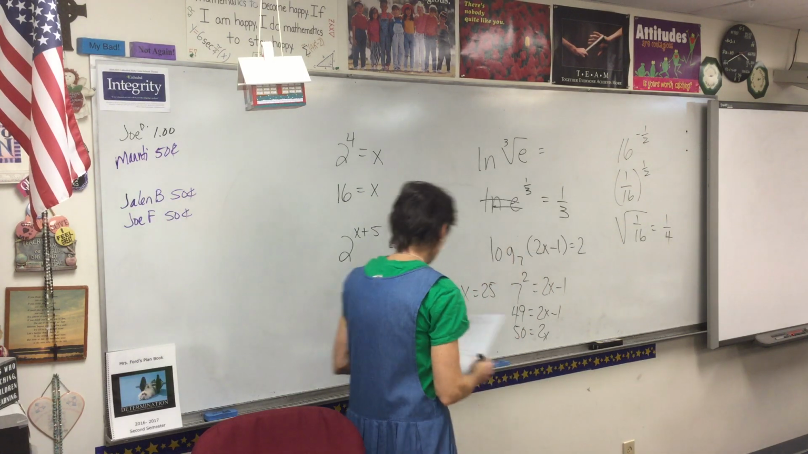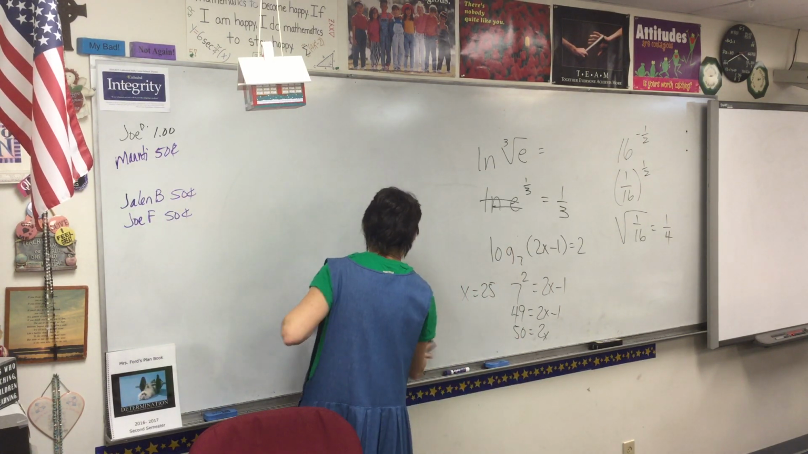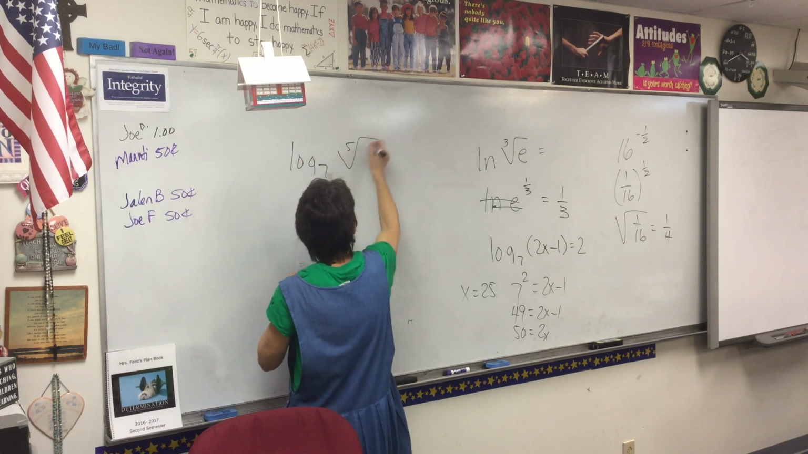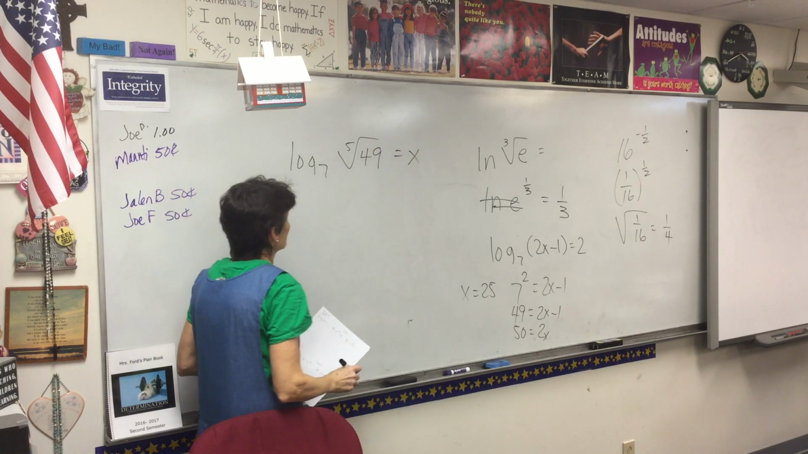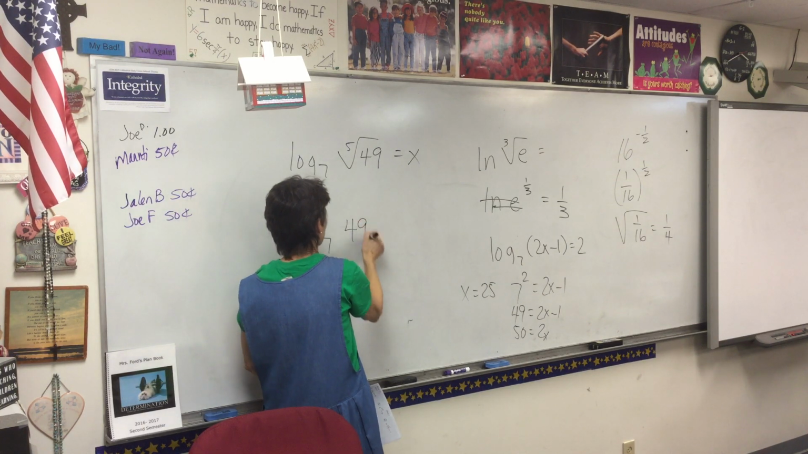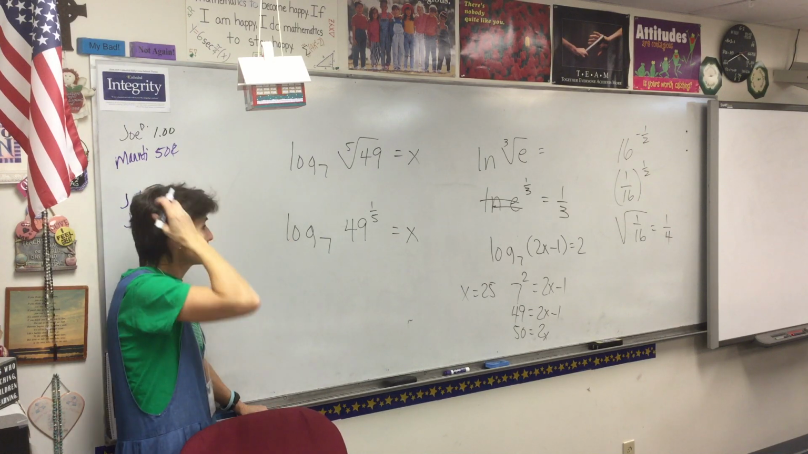All right, what about that last guy? Oh, this looks very hard. Log base 7 of the 5th root of 49. Change it to 49 to the 1/5. Oh, we can do that. So the log base 7 of 49 to the 1/5. That's certainly true. Absolutely true.